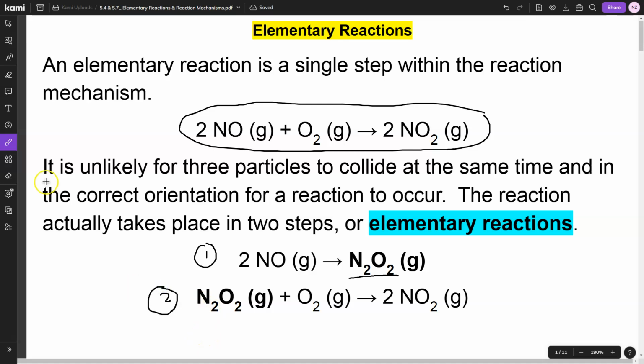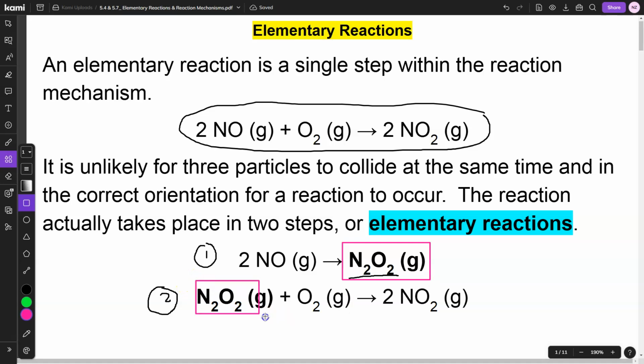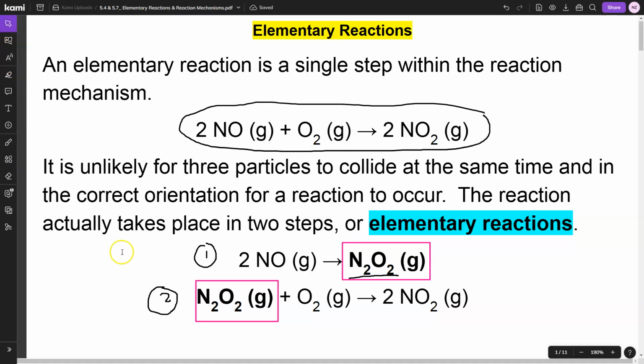Now, I want you to notice in the reaction here, we have dinitrogen dioxide as a product in the first reaction, and it's a reactant in the second reaction. We'll come back to that. That's called an intermediary. So reaction 1 and reaction 2 we can call elementary reactions. Those are 2 steps that we need to have our reaction take place, the one that I circled up here at the top.